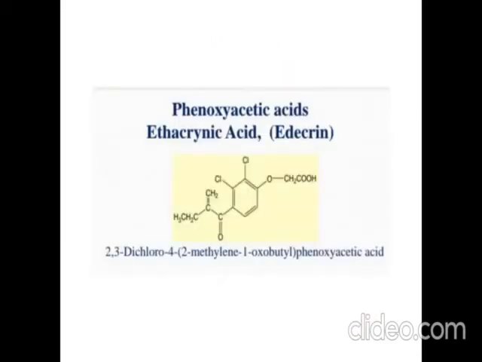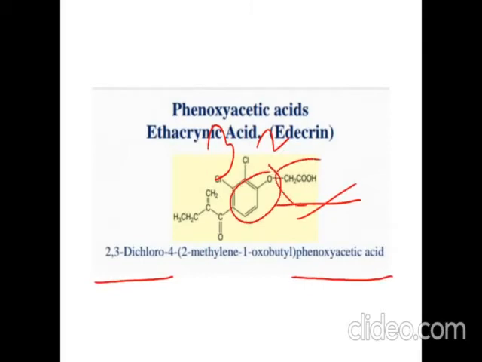The next class of high ceiling diuretics is the phenoxyacetic acid derivatives, that is ethacrynic acid. The example is ethacrynic acid. So this is the structure, 2,3-dichloro, 1-oxobutyl phenoxyacetic acid. So this is the phenoxy group, and CH2COOH is the acetic acid. So this is called phenoxyacetic acid.